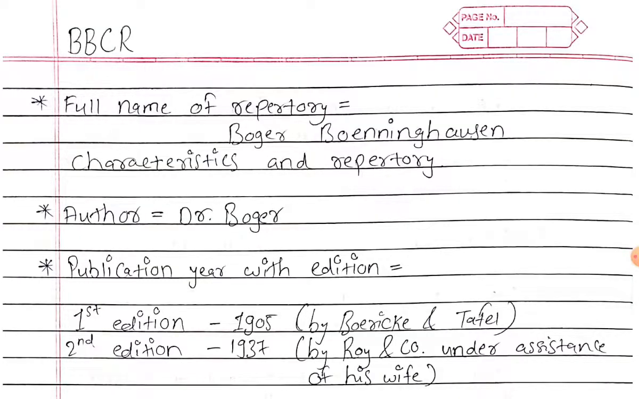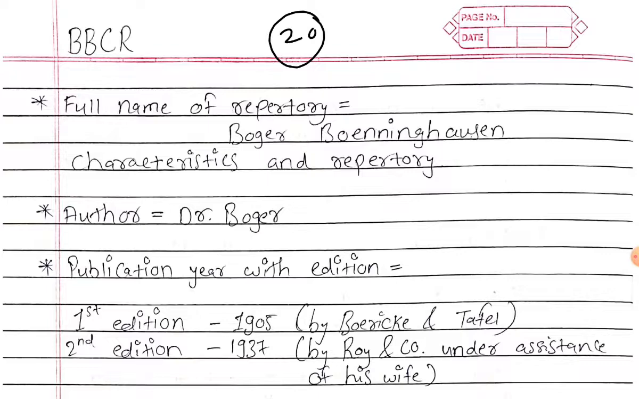So we'll be continuing with our repertory exam revision series with our next repertory, which is again a very important 20 marker, the BBCR. So without much ado, let us begin. Previously in this series, we have covered Kent's repertory. There is also a very important repertory which can be asked in our exam for 20 markers. So please make sure you do check that video as well.